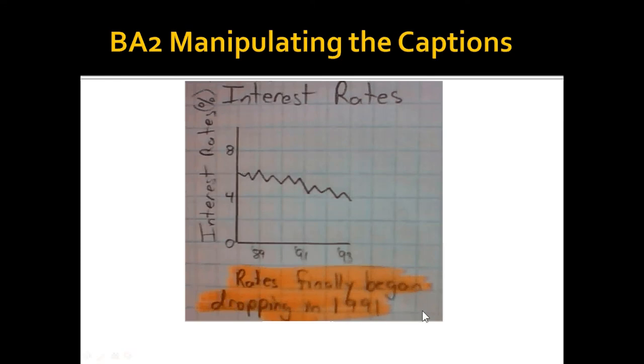Same kind of thing, but this time in the captions. Notice that rates finally began dropping in 1991. So they're trying to get you to think that here is where it finally started to happen. But it's not really what the data shows. Again, this kind of title should simply say years. This is the thing to watch for when you're looking at graphs. The captions and titles should be very plain and simple. They should not be an opinion.